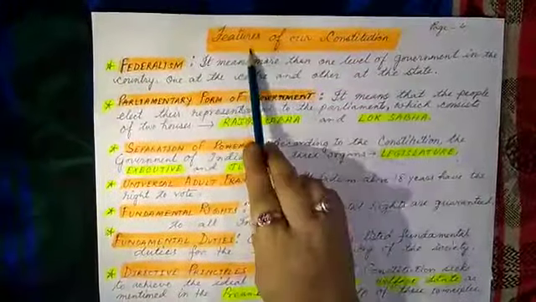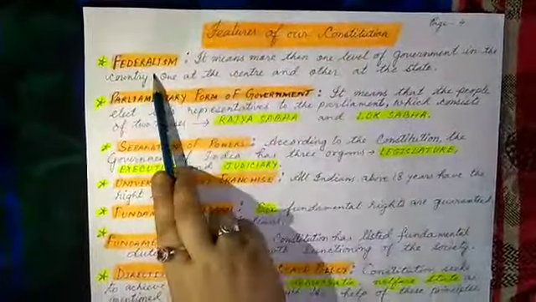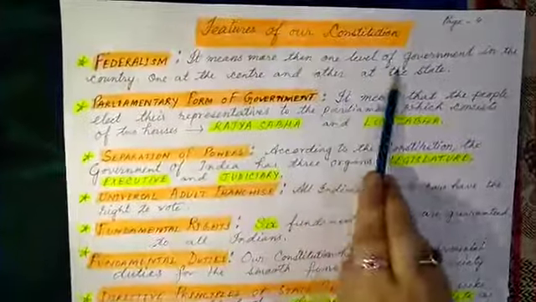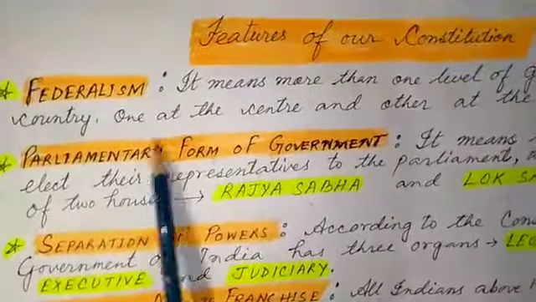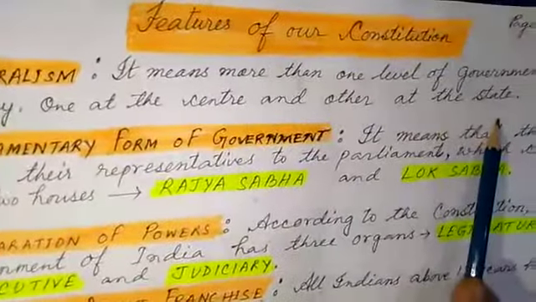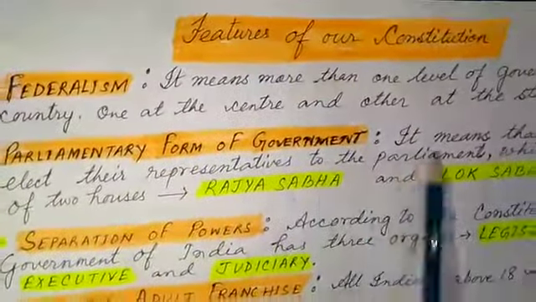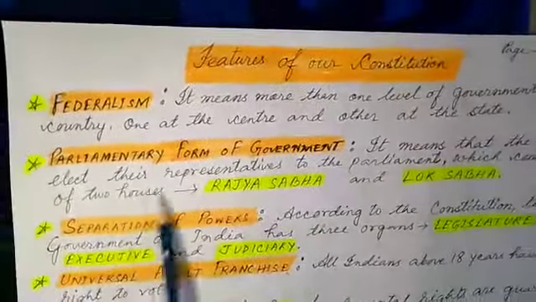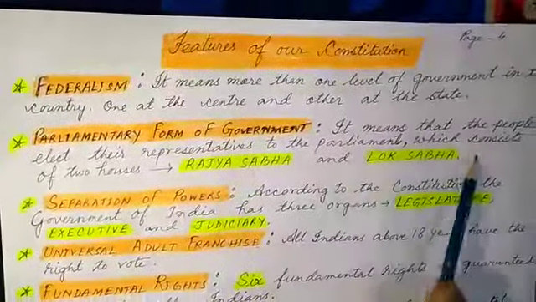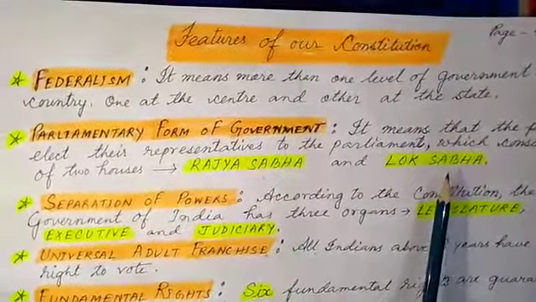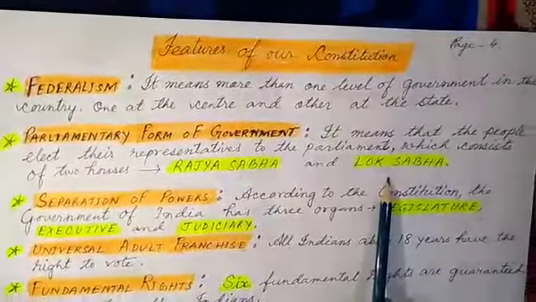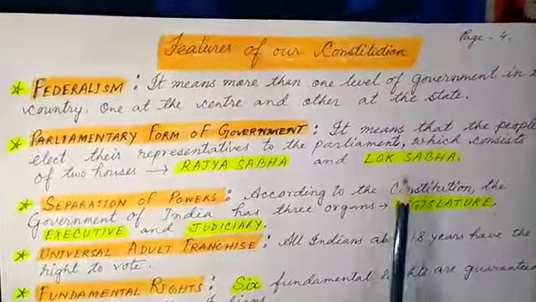So, features of our constitution. Federalism. It means more than one level of government in the country, one at the center and the other at the state. Parliamentary form of government. It means that the people elect their representatives to the parliament, which consists of two houses, Rajya Sabha and Lok Sabha. These people, our representatives, run the government and the nation.